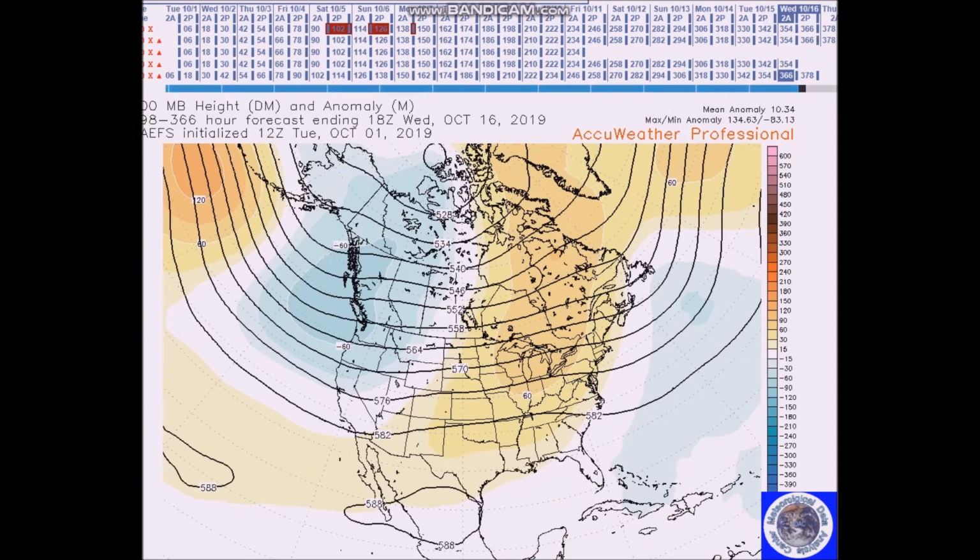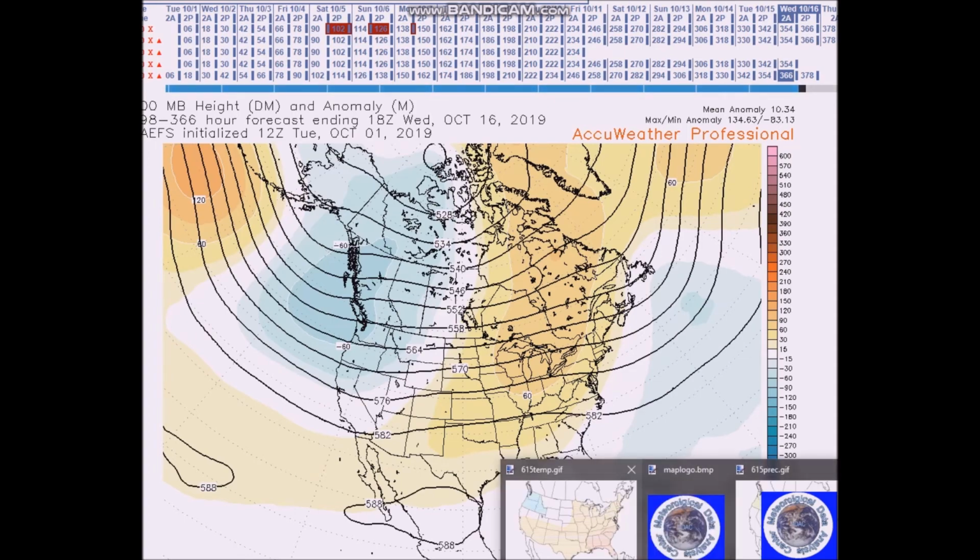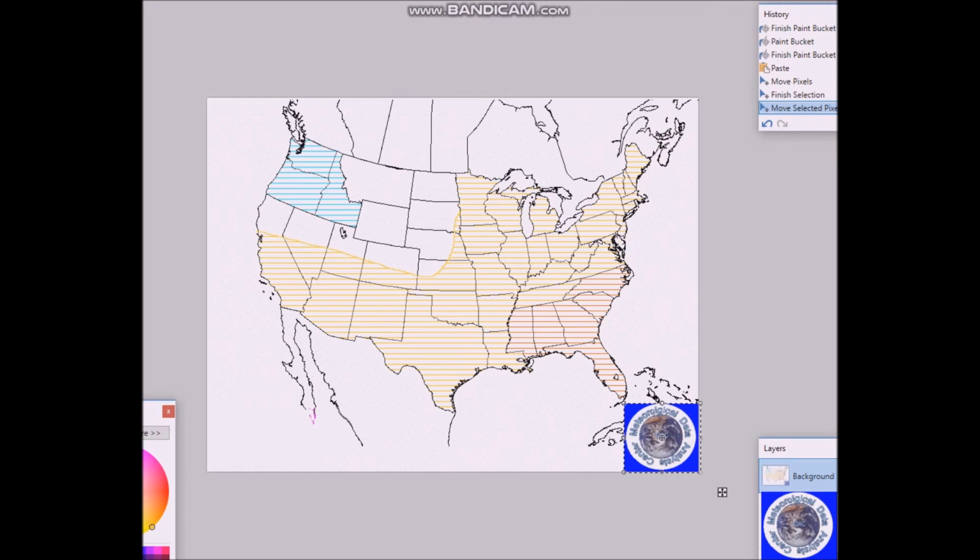So for this forecast period, I'm forecasting little change in the temperature anomalies. Still, the numbers might be a little higher here, maybe closer to 6 degrees below normal, and above normal here too might be closer to 6 degrees above normal, especially here across the southeast. And little change is expected in the precipitation anomalies.